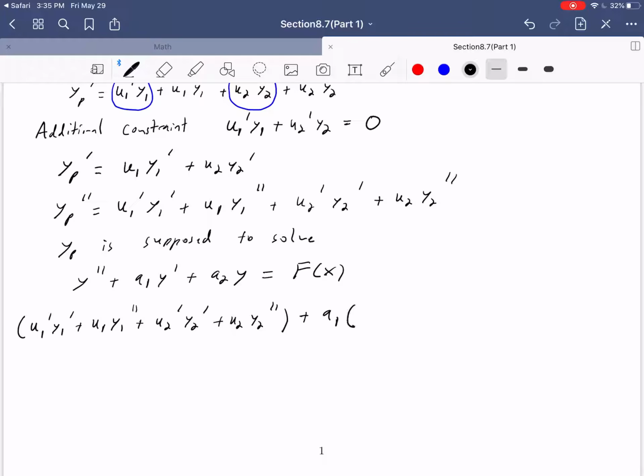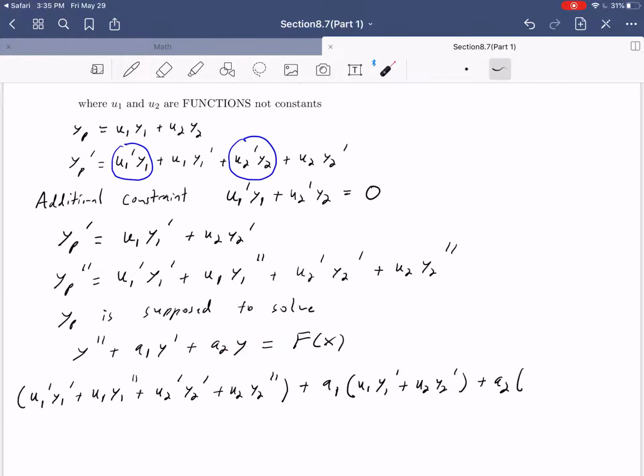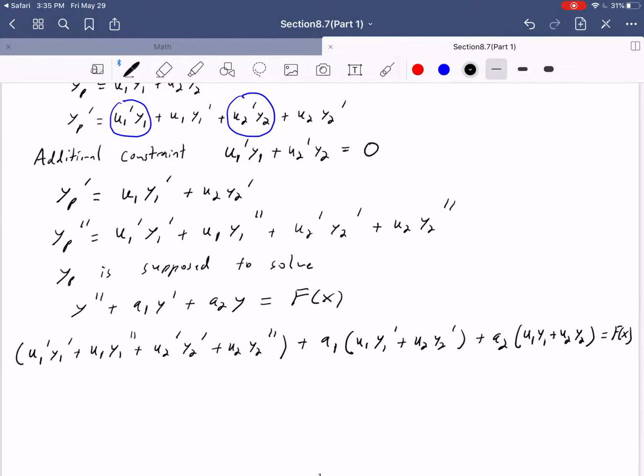Then plus a1 times yp prime, which is this expression here. So u1, y1 prime, plus u2, y2 prime, plus a2 times y, which we're saying is y particular, it's just of this form here. So u1, y1 plus u2, y2. And all of that is supposed to equal f of x.